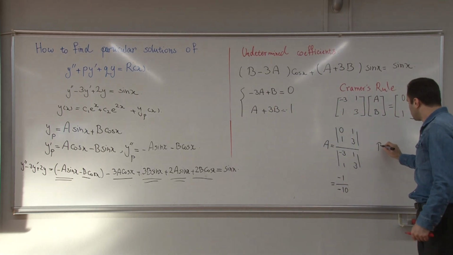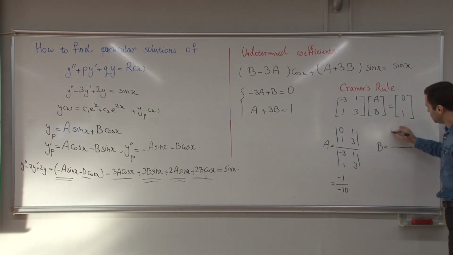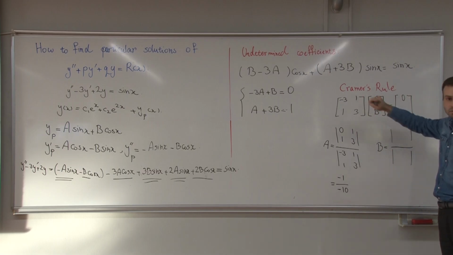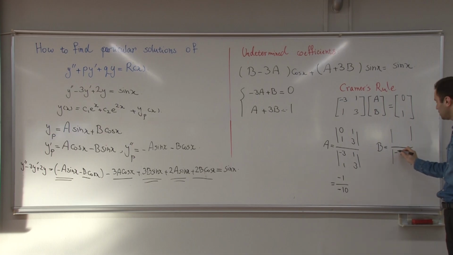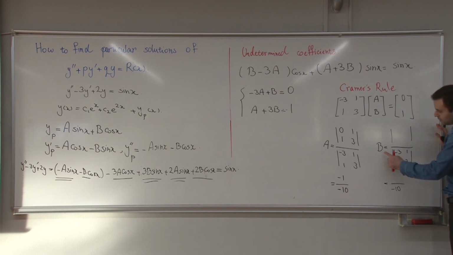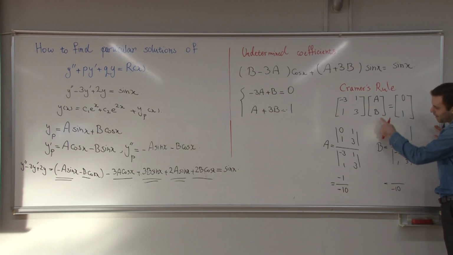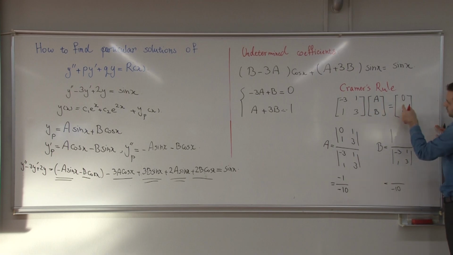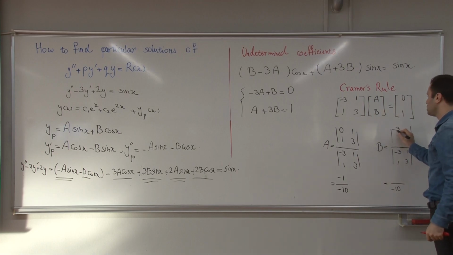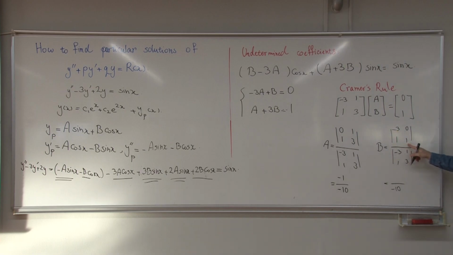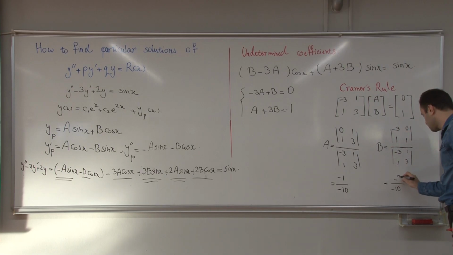What about B, our second variable? Cramer's rule. Okay? Again, we write the determinant of the matrix, which we calculated as minus 10. Now, since I'm dealing with the second variable, in this matrix replace the second column with the right hand side. So it's going to be minus 3, 1, 0, 1, which is minus 3 times 1 minus 0, which is minus 3. Okay?